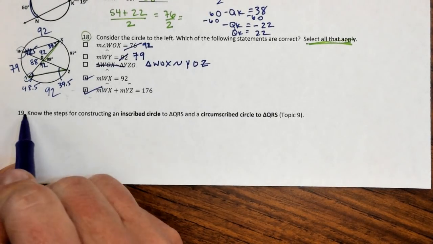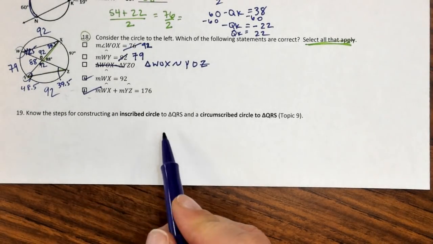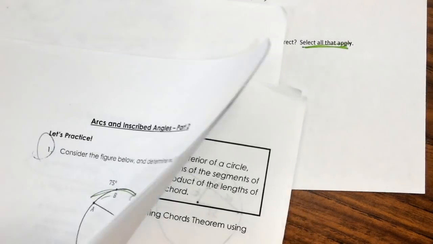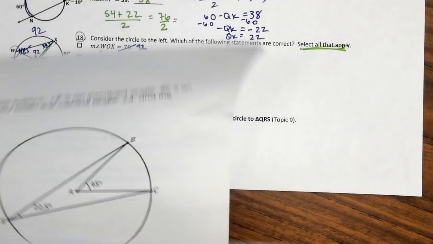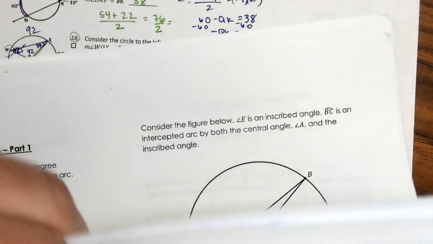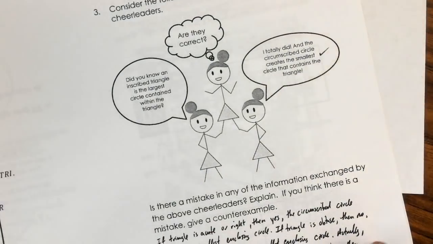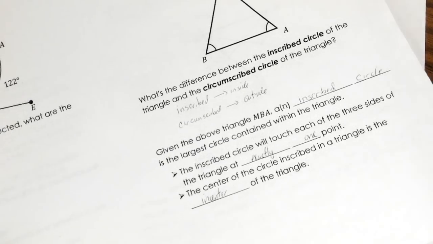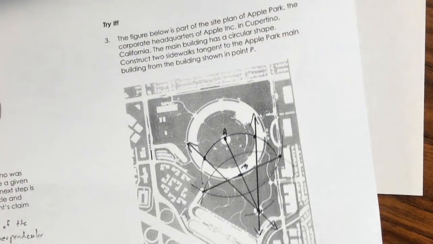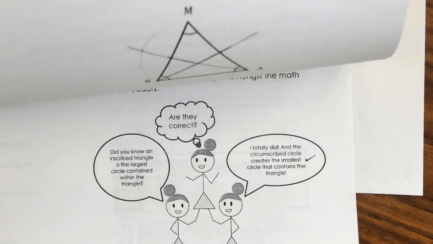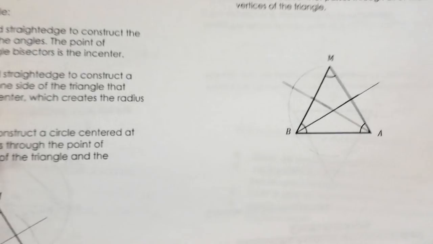The last question says, know the steps for constructing the inscribed circle to QRS and a circumscribed circle to QRS. I said that's topic 9. I've told my students, you need to find your topic 9 in your workbook. And I'll show you. You need to memorize how to inscribe and circumscribe a triangle. So if I can turn the page. You need to know these steps here.